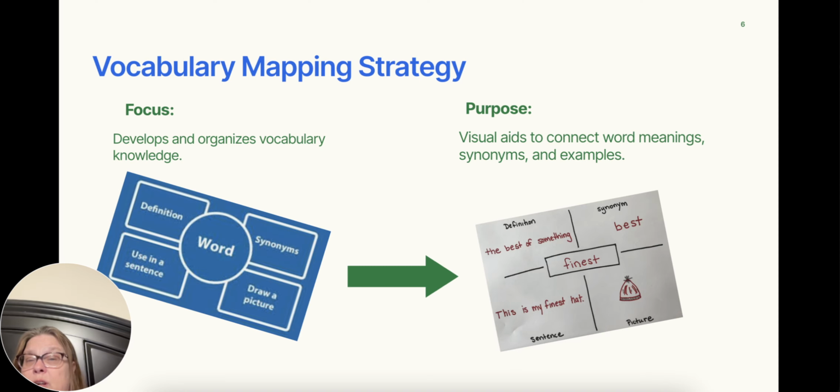So next we're going to look at vocabulary mapping. I've also seen this called bubble maps. When it was first introduced to me, that's what they were called. So this strategy builds on students' word knowledge by visually organizing the word, such as its definition, synonym, using it in a sentence, and then drawing a picture. Vocabulary maps are powerful tools for helping the students understand and remember new words.